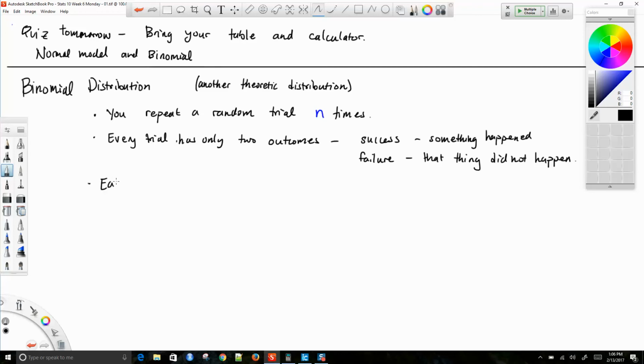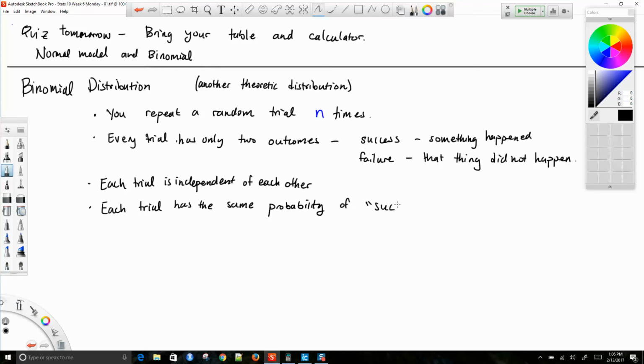Each trial is independent of each other. Meaning that what happened in one trial has no influence on what happens on the next trial. And so a consequence of that would be that each trial has the same probability of success. Okay, and that probability is P.